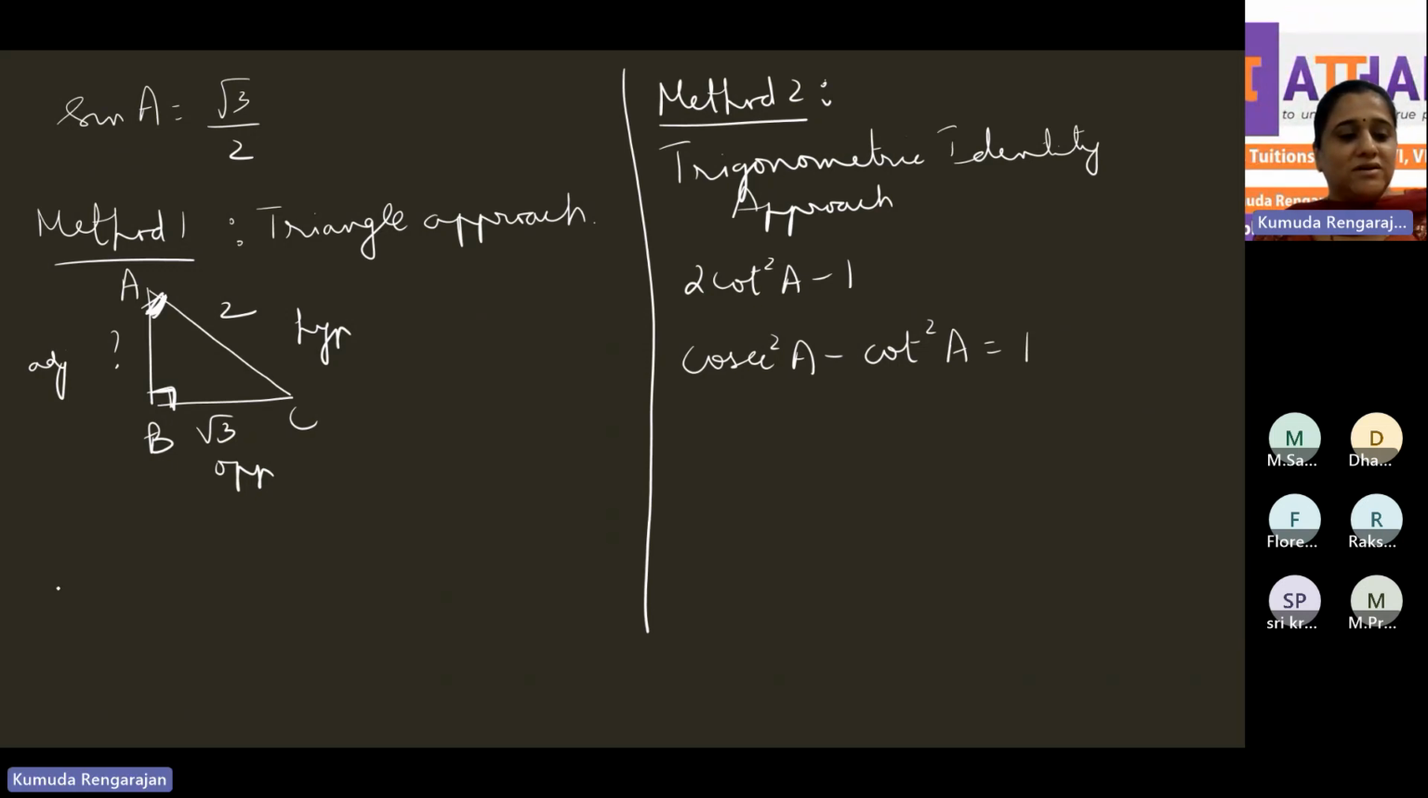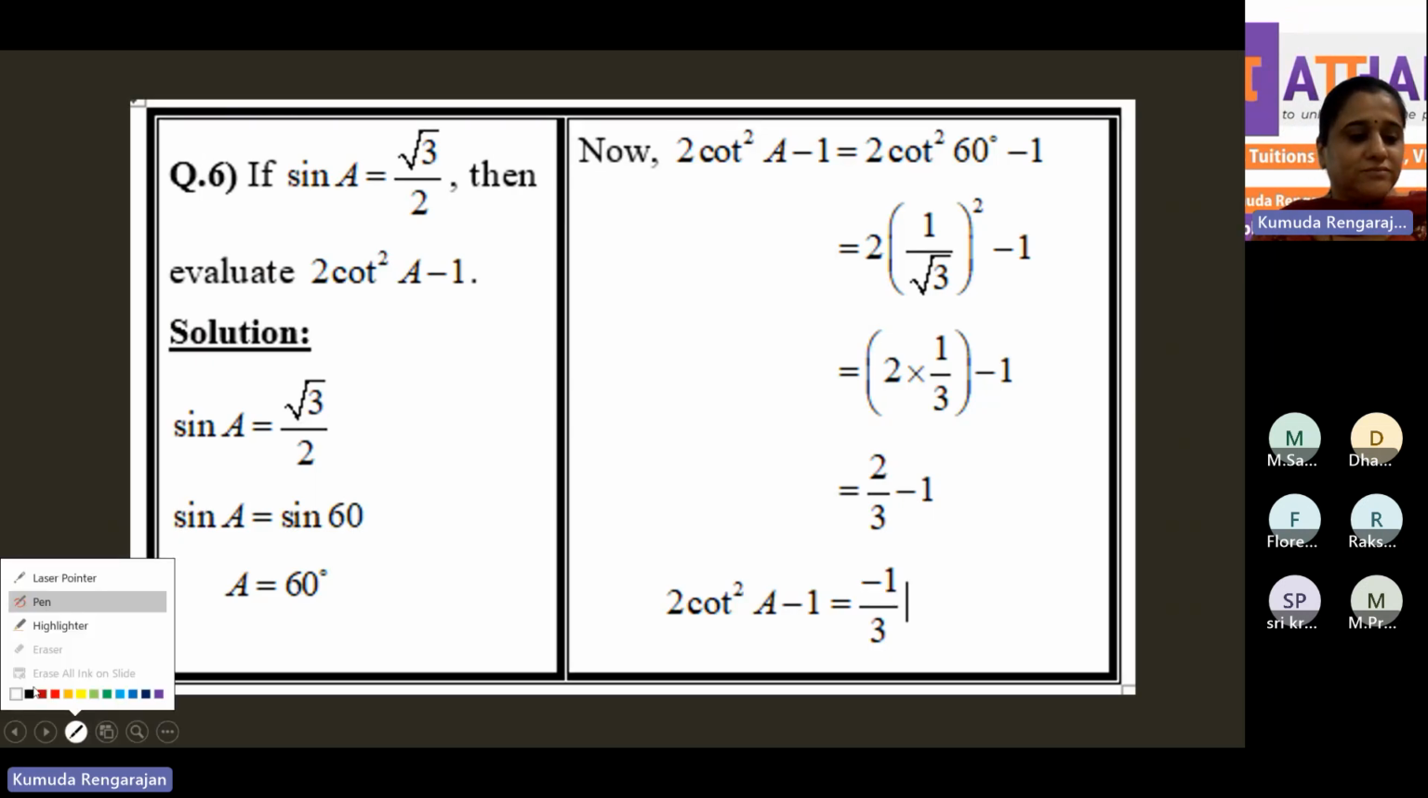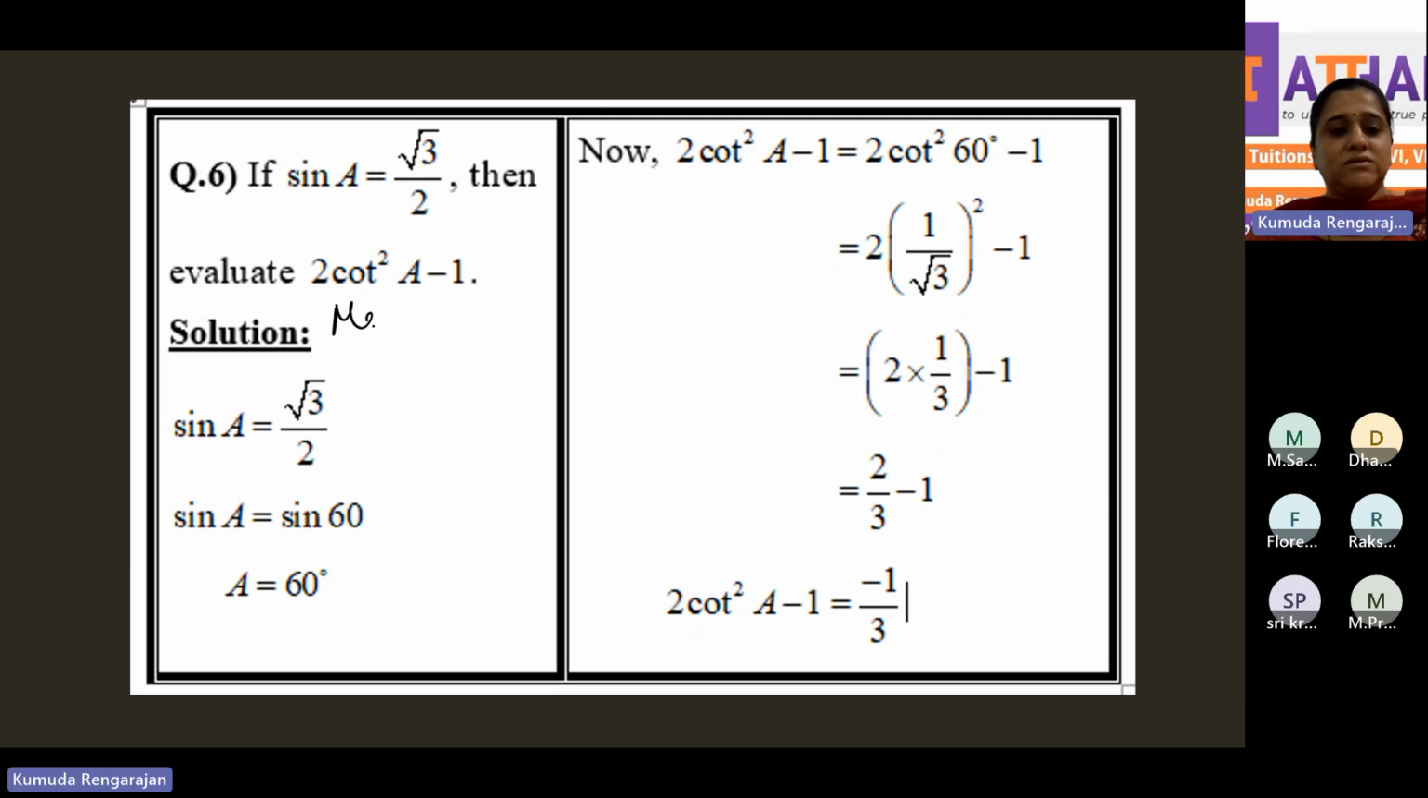So see here, this is the third method, method 3. That answer is here. And this method 3 is here.